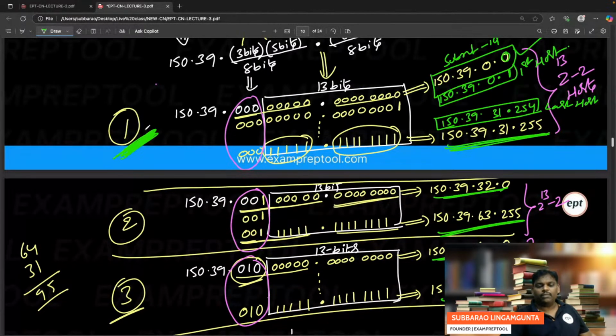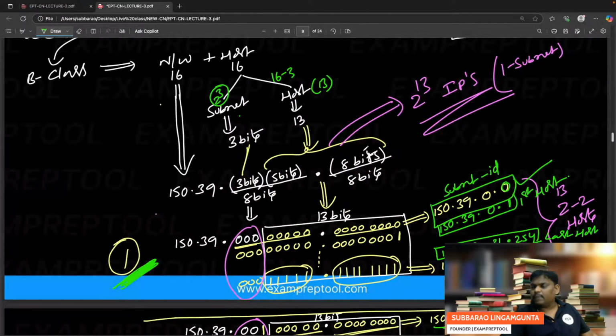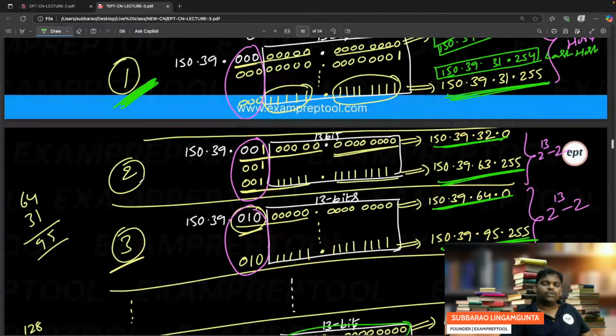First subnet means this. Number may be 0. In the similar way with an array also, first element, I will go to the first element, which is the 0th index. Like that, no need to confuse. When they say subnet 1, go here. Subnet 2. Totally 8 subnets are there. He himself mentioned 8 subnets.